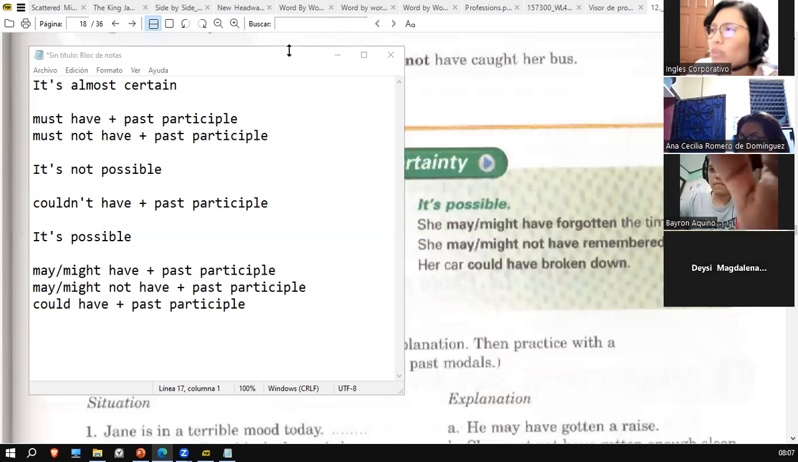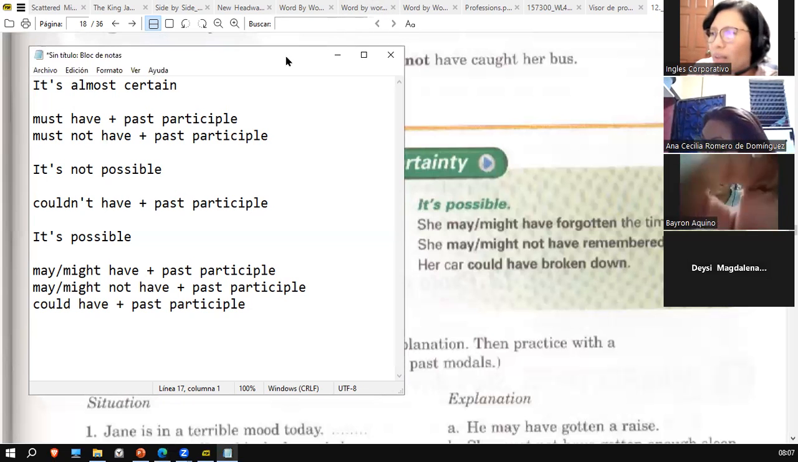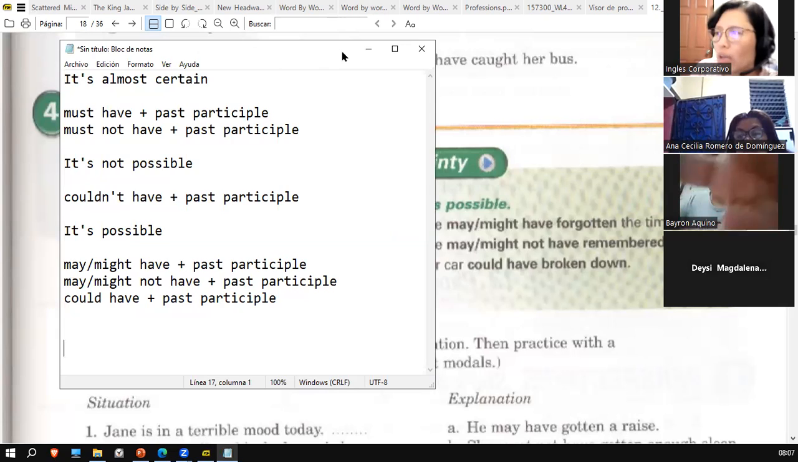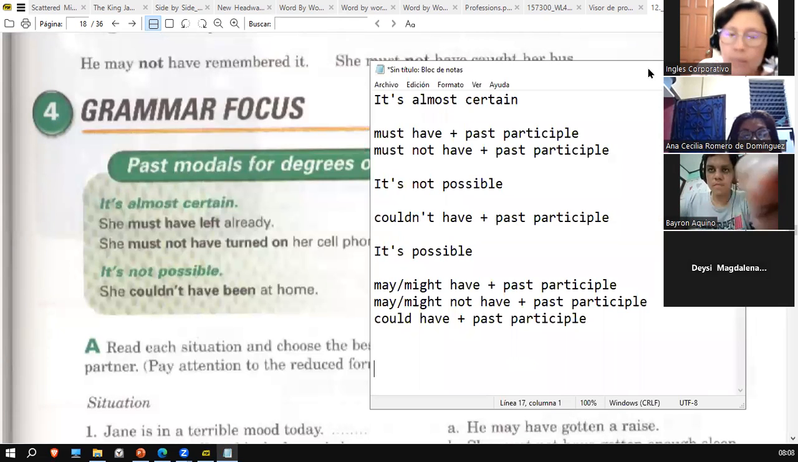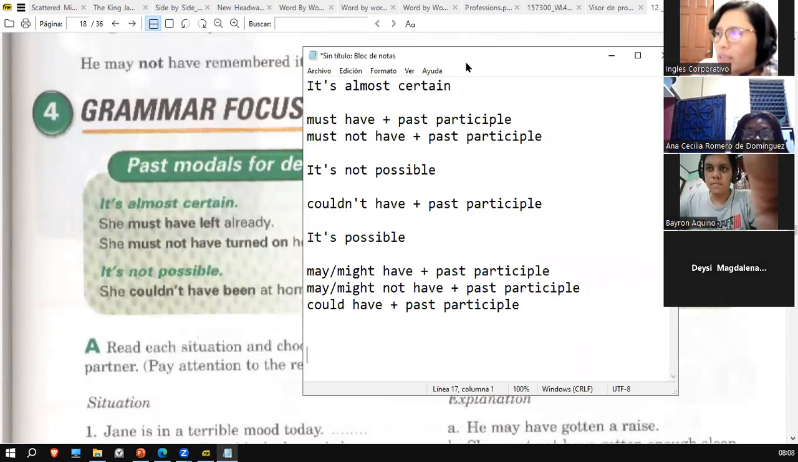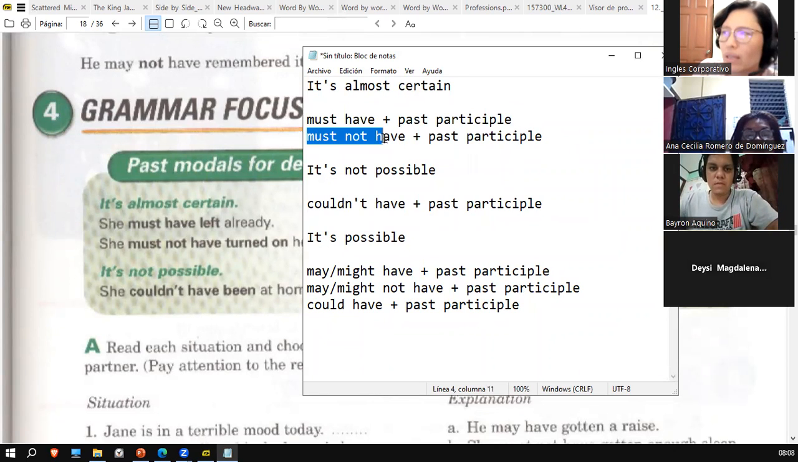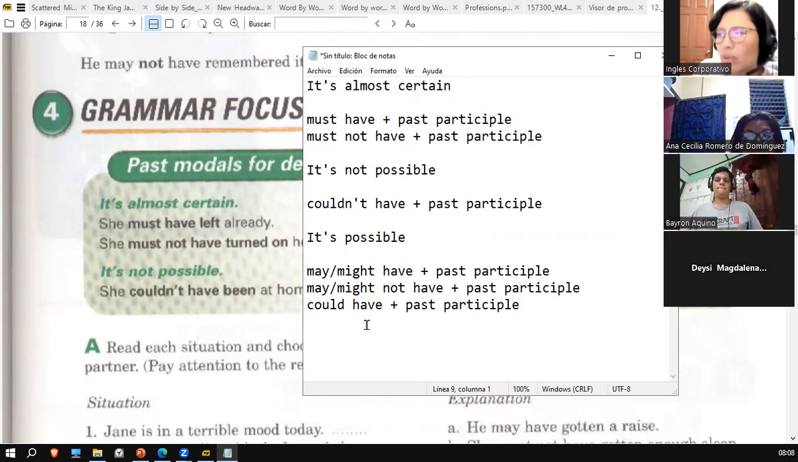Ok, entonces, ahora que ya sabemos los elementos que necesitamos para armar nuestras sentences, you are going to create your own examples, ¿ok? So, let's go ahead and create, puede ser uno de cada uno. You can use one with must have plus past participle, o puede ser negativa, must not have plus past participle. Puede usar couldn't have plus past participle, o cualquiera de estos que están aquí abajo.